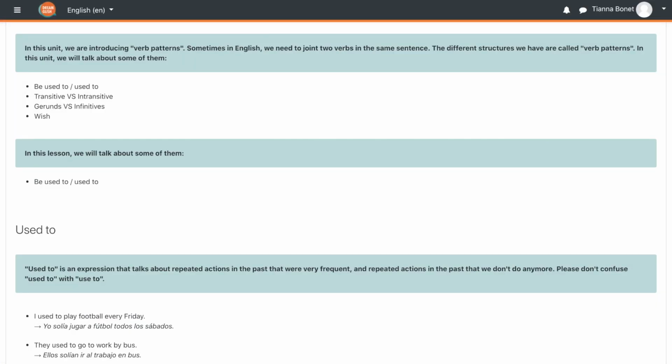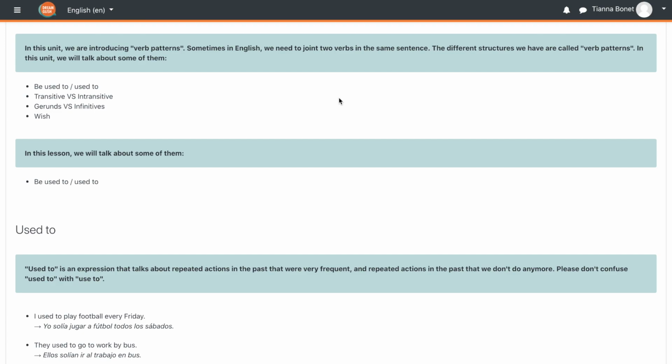Welcome to your first lesson of Unit 7. In this unit, we are introducing verb patterns. Sometimes in English, we need to join two verbs in the same sentence. The different structures we have are called verb patterns. In this unit, we will talk about some of them.